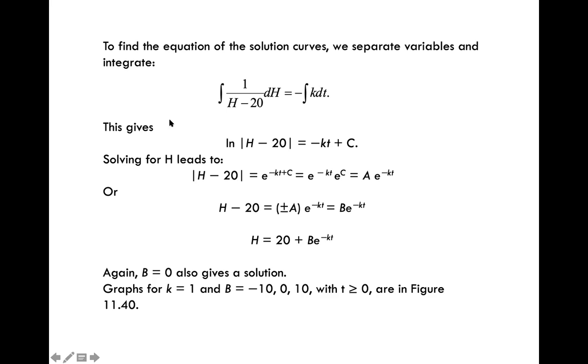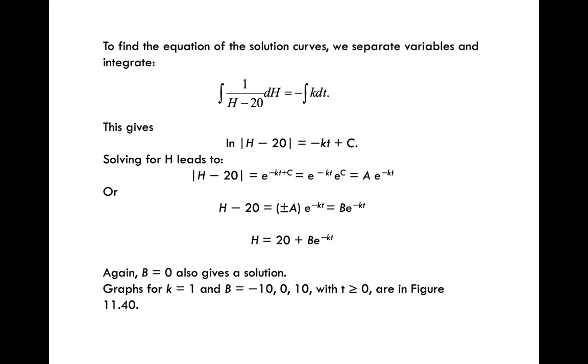So here we're dealing with the fact that technically we had the absolute value of h minus 20. That means that h minus 20 is plus or minus that constant times e to the negative kt. But plus or minus a constant is still a constant, so we just change the name and call it b in this case.